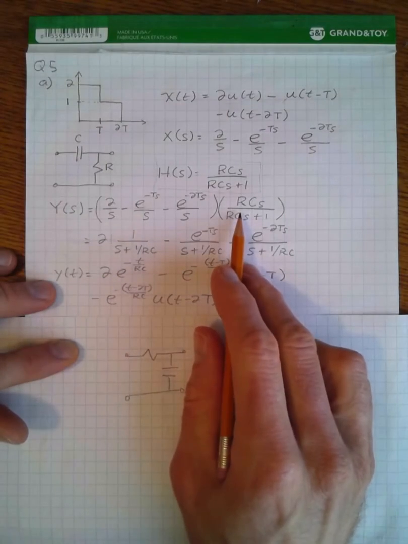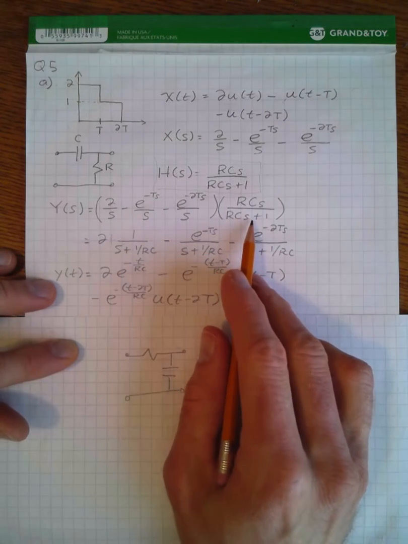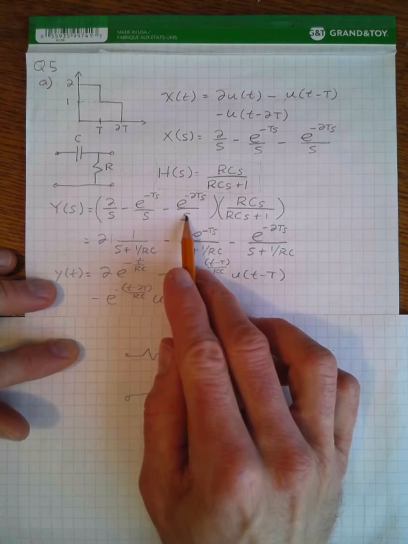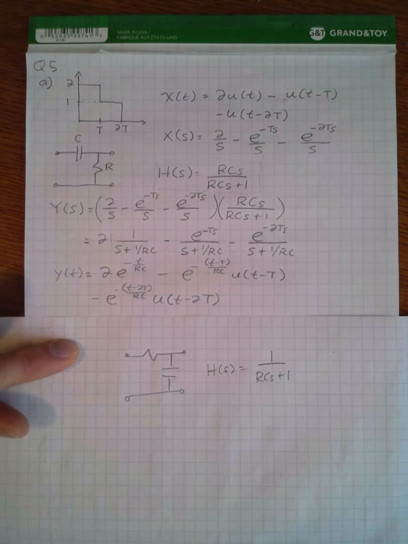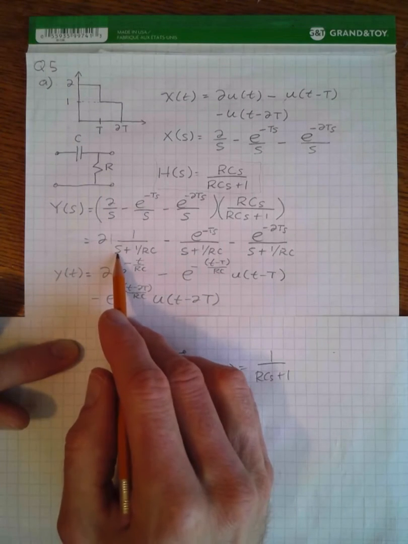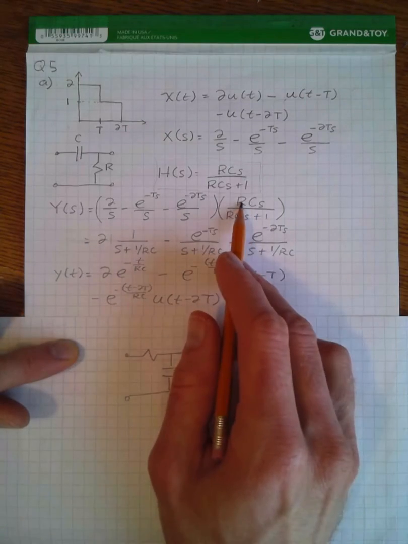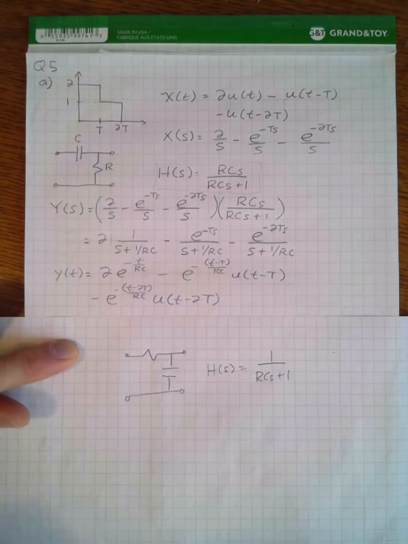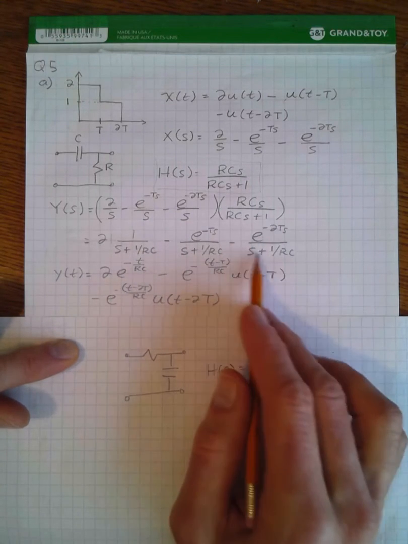So the next step is to take our input signal and multiply it by the transfer function. The nice thing about this is that the s's here cancel that s, and so there's really no need to do partial fraction expansion. The first term is just 2 times s plus 1 over RC, if we multiply the top and bottom by 1 over RC. The second is a delayed version, the third is a delayed version.